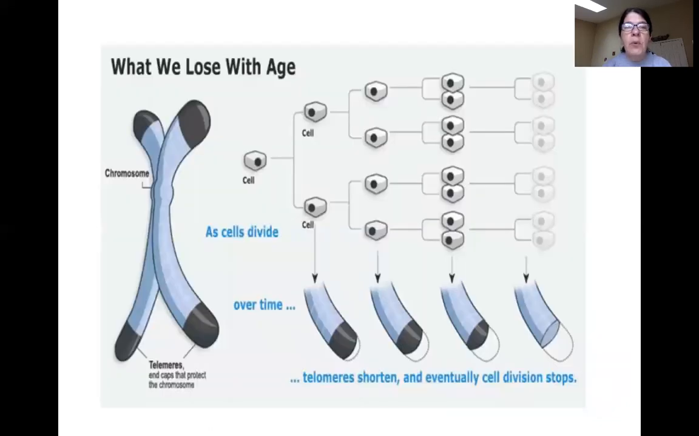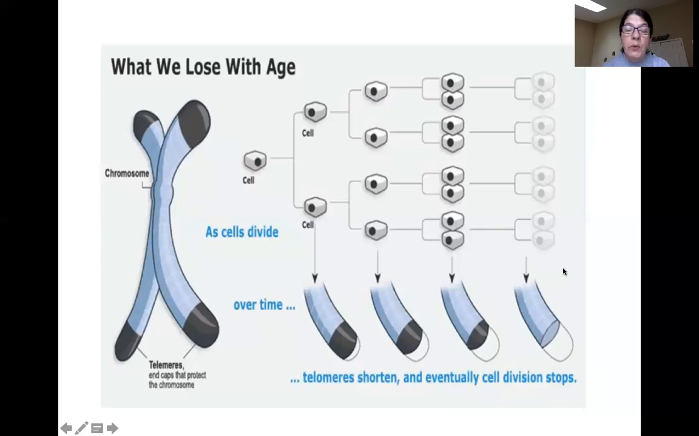And again, we lose telomeres with age. Each time a cell divides, the telomeres shorten and shorten and shorten until they reach a critical length. Once they reach a critical length, that would signal the cell to stop dividing. As telomeres shorten over time, eventually they'll shorten to a point where this will be a signal that the cell needs to stop dividing.